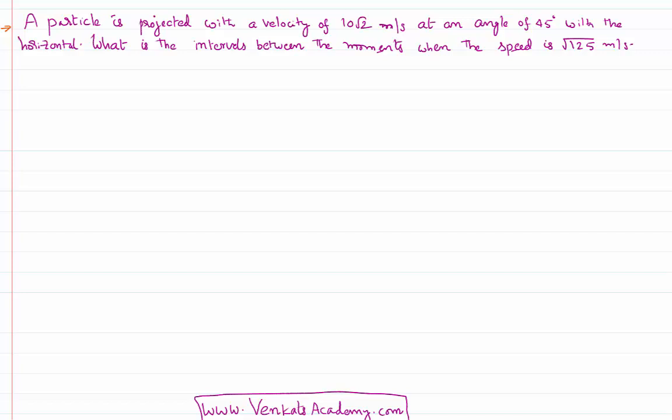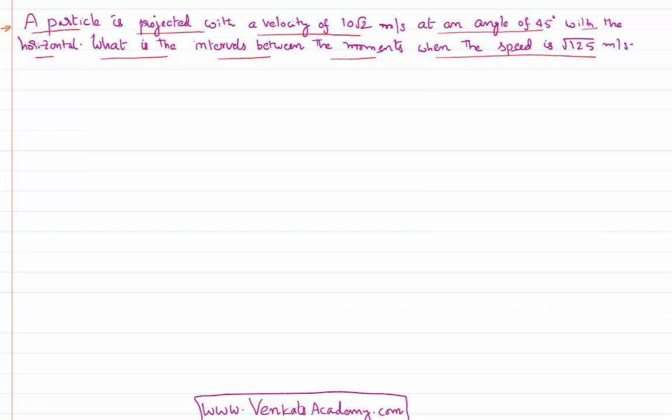In this video lesson, we are solving a problem from a chapter called motion in a plane. And the problem is like this. A particle is projected with an initial velocity of 10 root 2 meter per second at an angle of projection 45 degree with the horizontal. What is the interval between the two moments when the speed is root 125 meter per second? Let us first understand what is given in the problem.